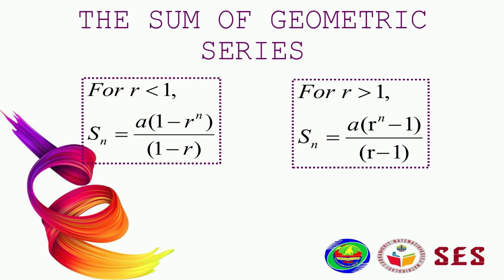For the sum of geometric series, there are two formulas that we can use. The first one is for r less than 1 and the second one for r greater than 1. For r less than 1, Sn is equal to a multiplied by 1 minus r to the power of n over 1 minus r. For r greater than 1, Sn is equal to a multiplied by r to the power of n minus 1 over r minus 1, where a is the first term and r is the common ratio.